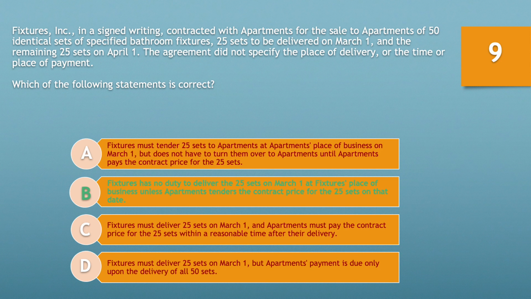If you chose option B, you'd be correct. Fixtures has no duty to deliver the 25 sets on March 1st at Fixtures' place of business unless Apartments tenders the contract price for the 25 sets on that date. The general rule is that for an executory contract where simultaneous performance is possible, each party must first tender performance before a duty will be imposed on the other party to perform. In this case, we have an executory contract where simultaneous performance is, of course, possible. So Fixtures would have no duty to deliver the 25 sets on March 1st at Fixtures' place of business unless Apartments tenders the contract price for the 25 sets on that date.